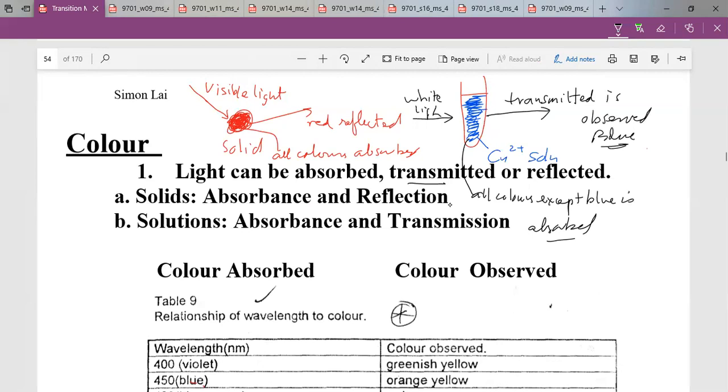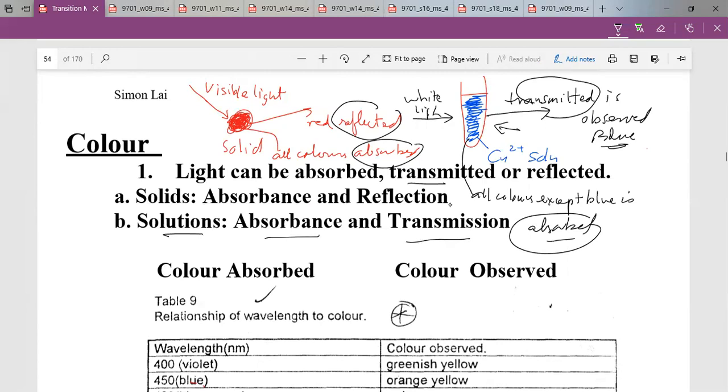So that's how it is. Things are always absorbed. If it's solid, it's reflected. If it's a solution, it's transmitted. So we are talking about transmission of light. Solutions undergo absorbance of the wavelength and transmit all those that are not absorbed. Solids absorb, and whatever is not absorbed is reflected.